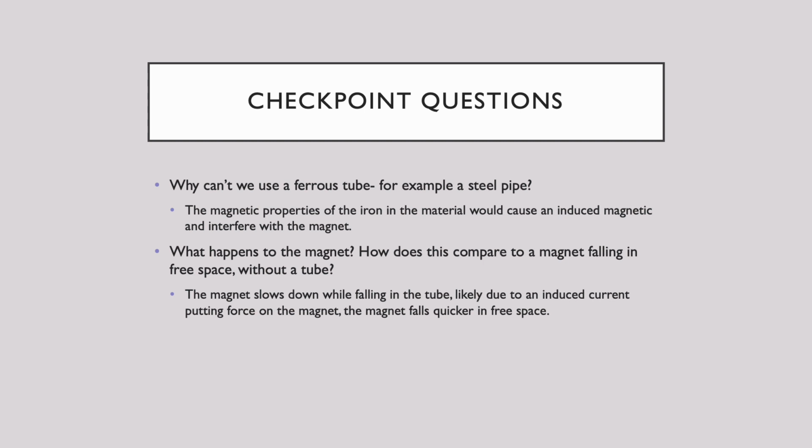So why can't we use a ferrous tube? Well, the magnetic properties of iron in the material would cause an induced magnet and interfere with the magnet. And what happens to the magnet, and how does it compare to the magnet falling in free space? The magnet slows down while falling in the tube, likely due to an induced current putting force on the magnet, and the magnet falls quicker in free space.